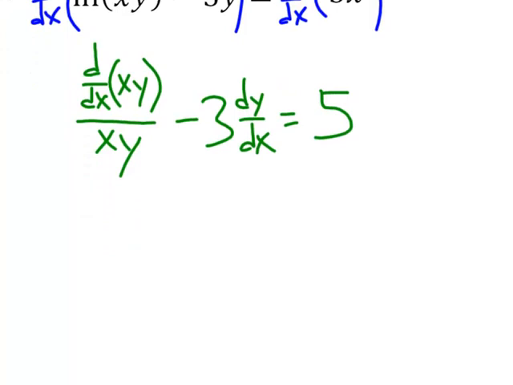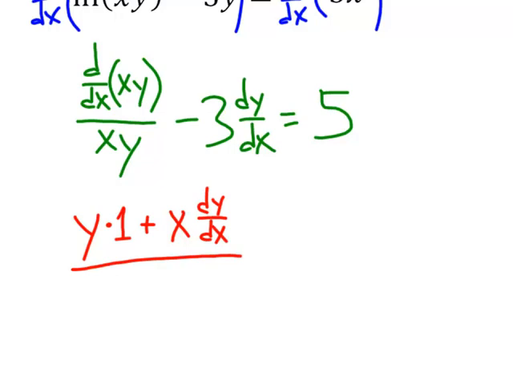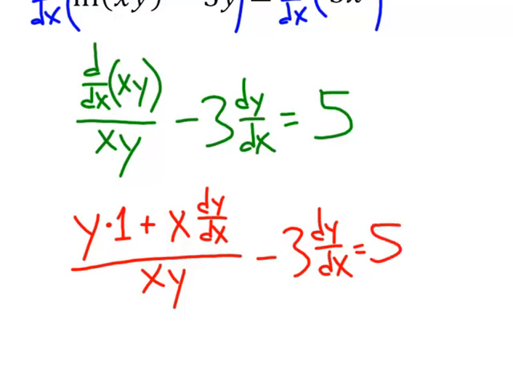Okay, now in this step, we'll employ the product rule to do that derivative. So the derivative of x times y is going to be the second function, y, times the derivative of the first function, x, plus the first function, x, times the derivative of y, dy over dx. And that all, of course, is still over xy, minus 3 dy over dx equals 5. That hasn't changed.